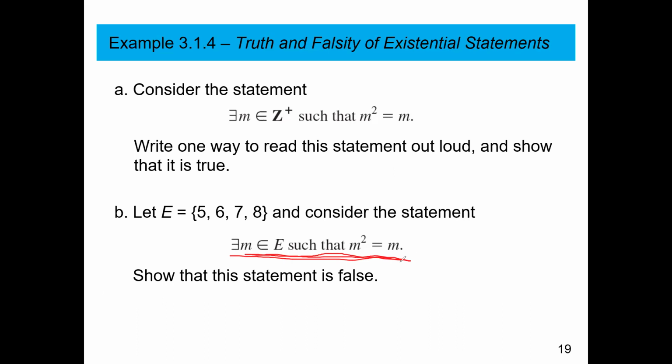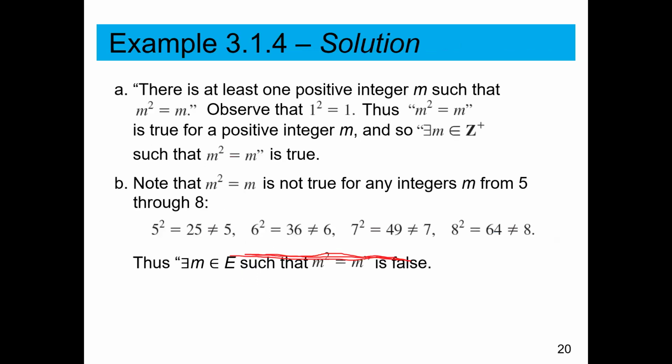So hopefully you paused and did that. If you did, the first one is actually pretty straightforward. You can just read through it. We already read through it, but 1 squared is 1. So that's really easy because it's a positive integer. So showing it's true, if I have there exists, I only have to show one single value. However, to show it's not true, I have to show everything.